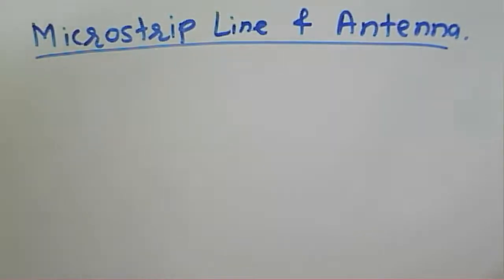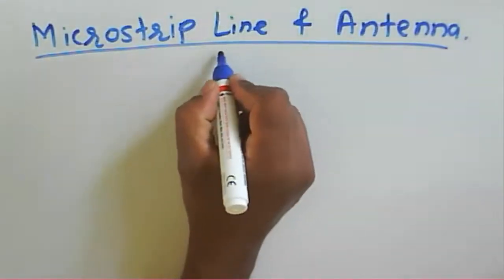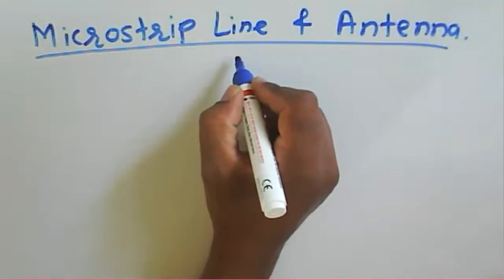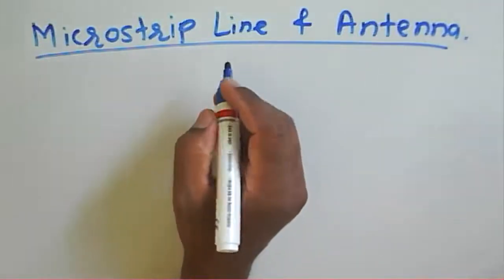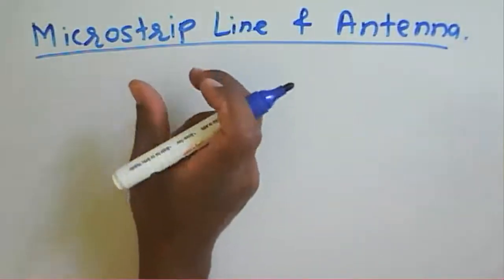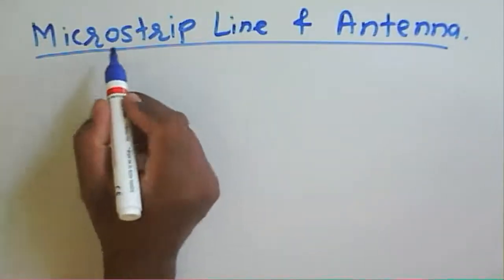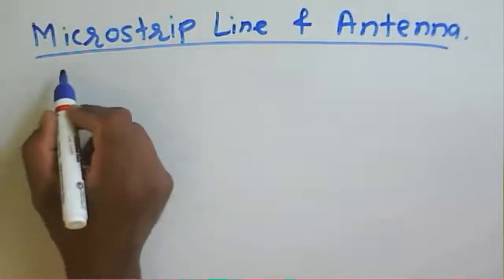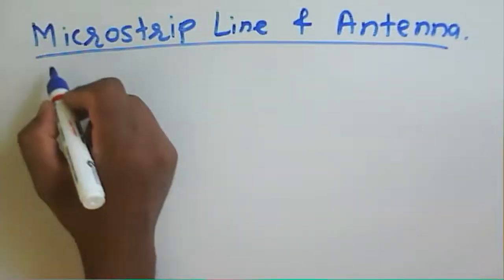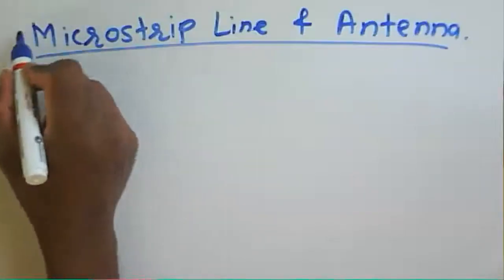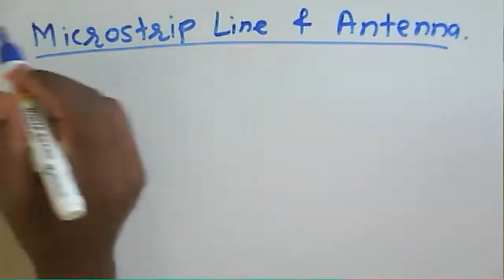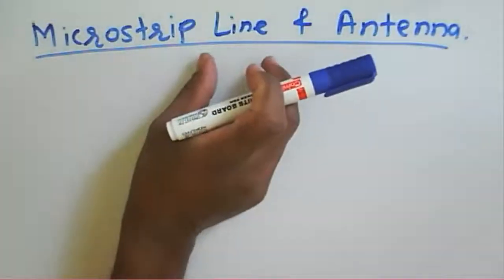Our topic is divided into two terms. One is about the line first, the transmission line at microwave frequency, which has a very small strip, so that's why it's called a microstrip line. It is about microwaves, and the strip is small, so that's why it is a microstrip line.